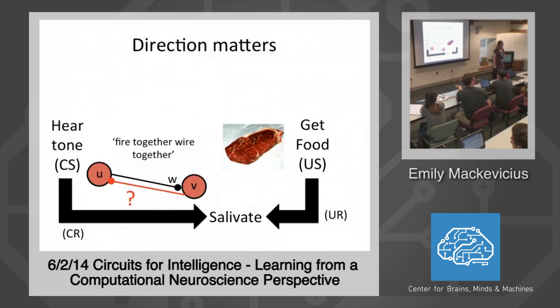But in terms of mechanism, how could this work? If we're just talking about fire together, wire together, you might assume that you would also get the reverse happen. Mm-hmm. And is it known that they don't get that? Is it known, I don't know, that if you give them food, that they expect a tone? They don't expect a tone or something like that?